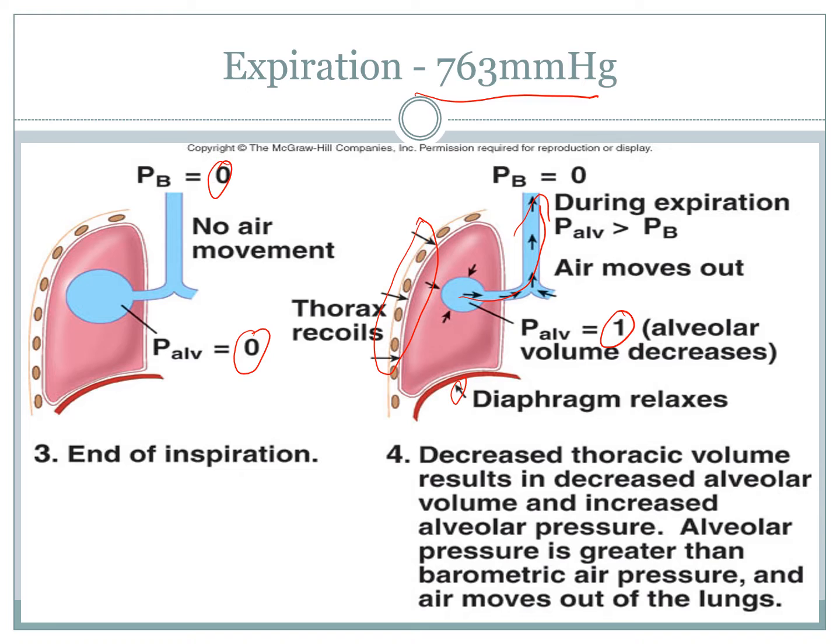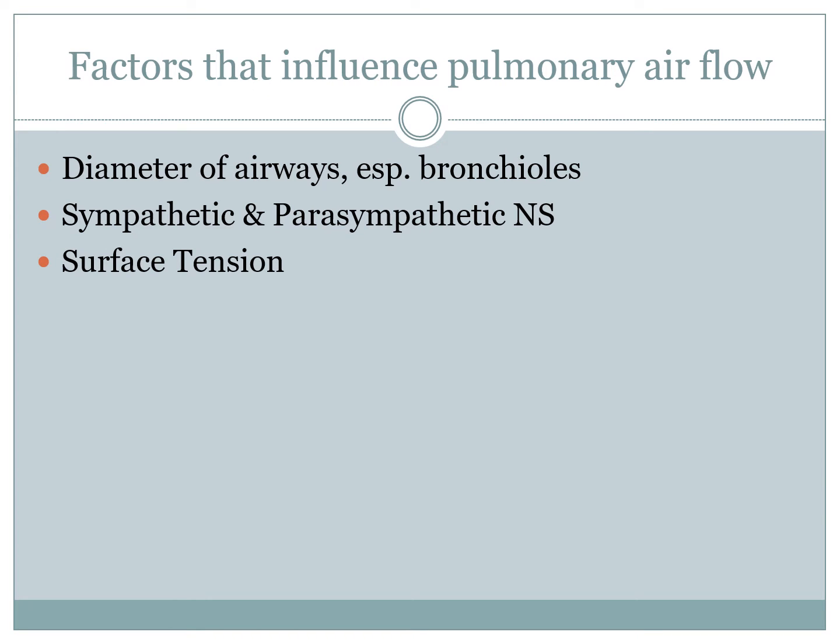Now there are certain things that can influence airflow, the amount of air that comes in. The size of your airway plays a huge role in that. The more diameter there is in your airway, the more air can come in within a certain time frame. In contrast, if the airways are small, like in bronchiolitis, asthma, COPD, any of those, your airways become smaller.